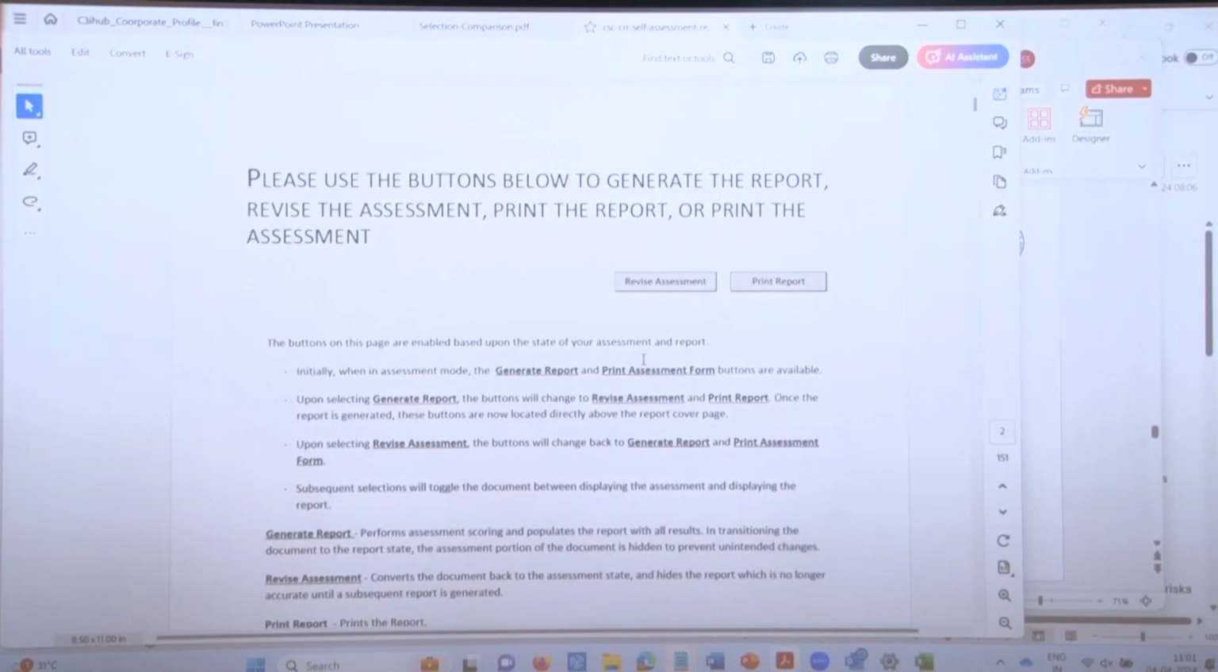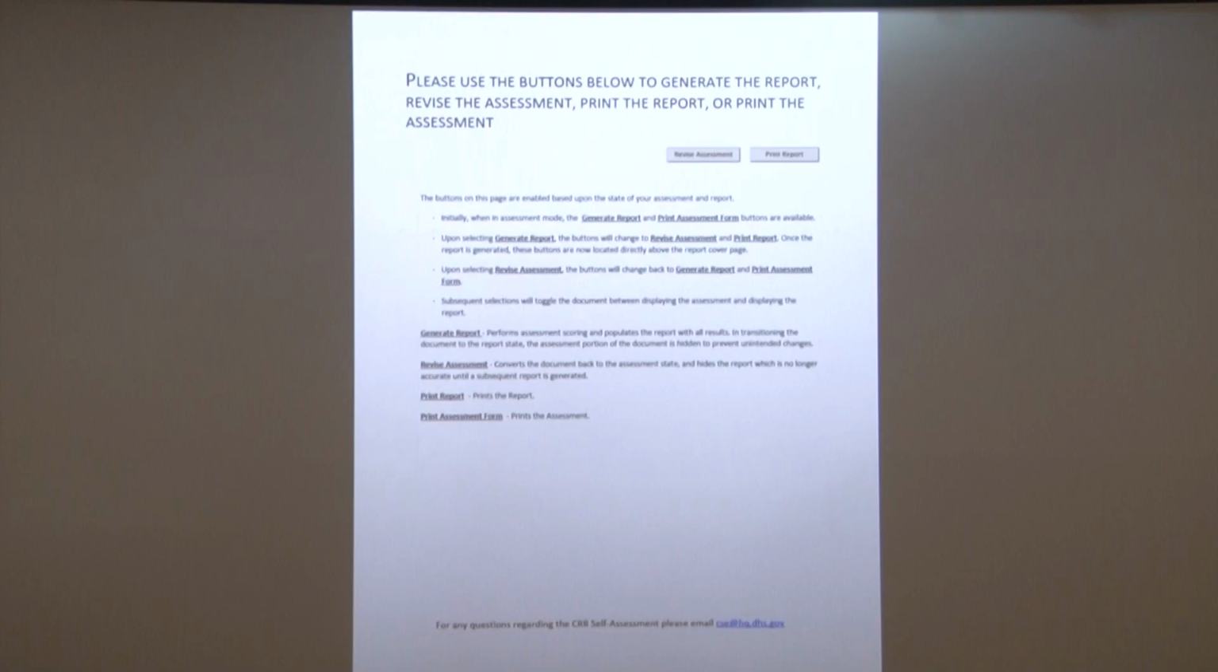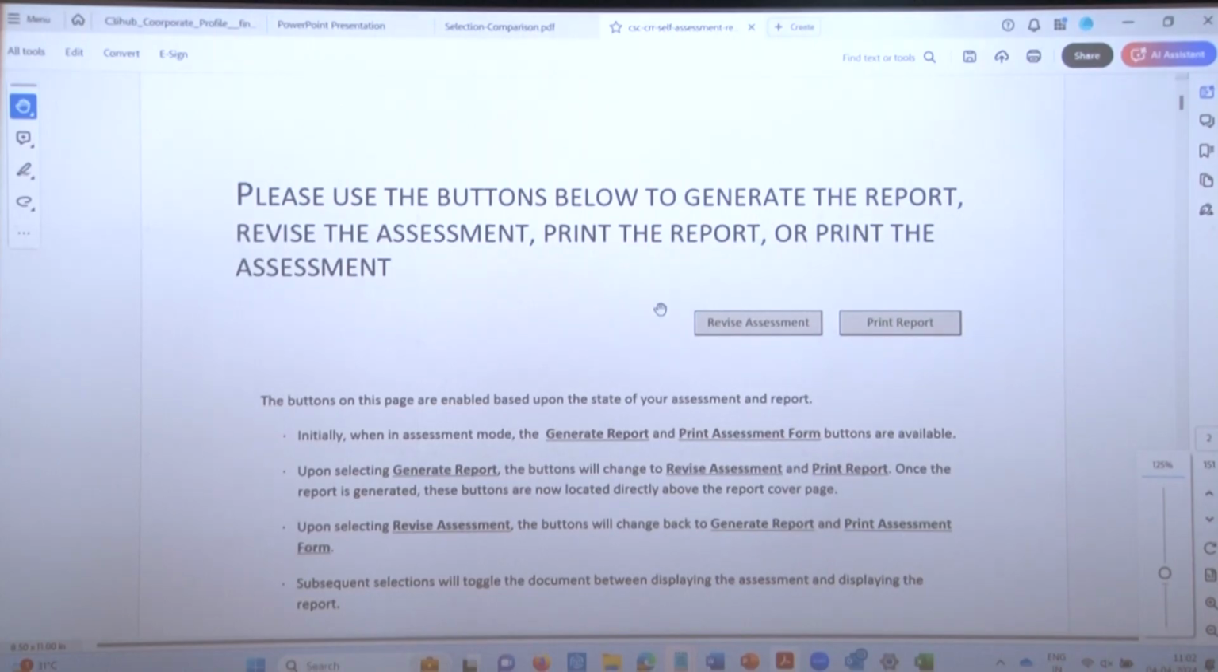So, they have a pre-designed PDF file that you can download. I have made it available on the class website, where you can actually fill in things. You can see that we have these buttons which allow you to do a revision of the assessment, or print the report. The report gets automatically generated by the program, the scripts embedded into the PDF.